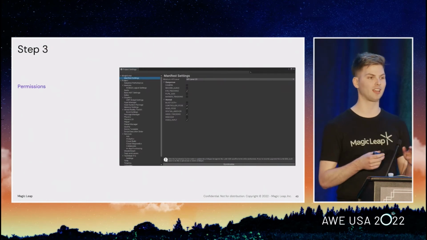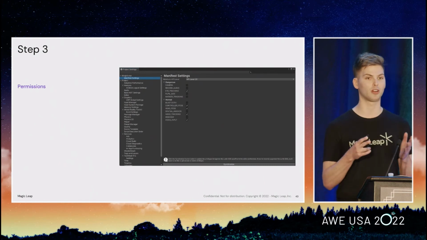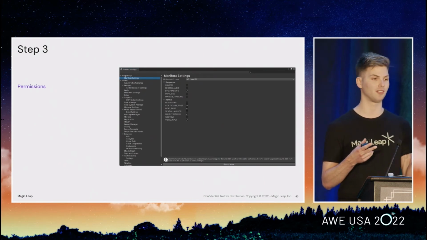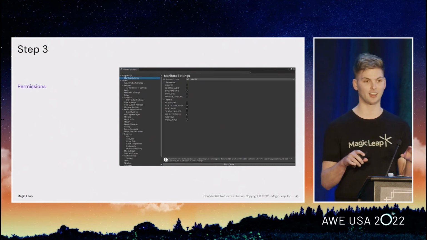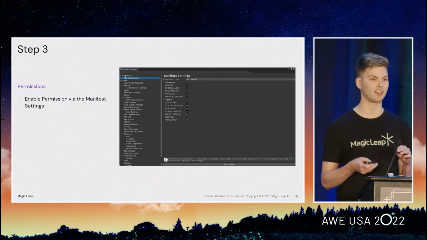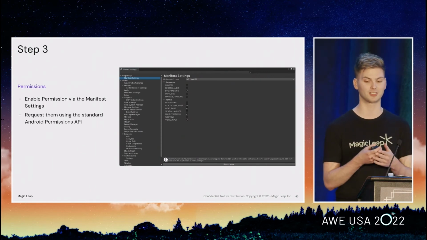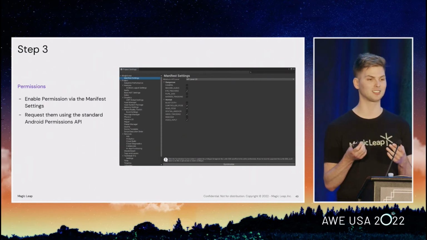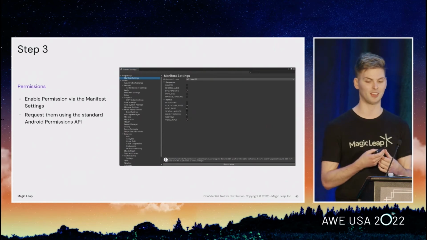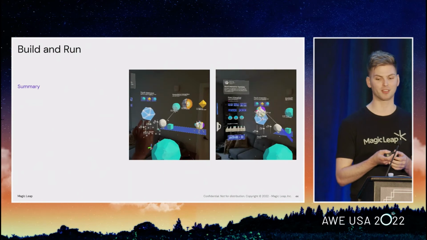Before you deploy your application, you need to make sure that you enable specific permissions so they work inside of your application. If you're using hand tracking, eye tracking, or voice intents, you will need to make sure that you enable them in your application's manifest settings. Additional features or permissions can be requested using the native Android API. Afterwards, you can build your application.